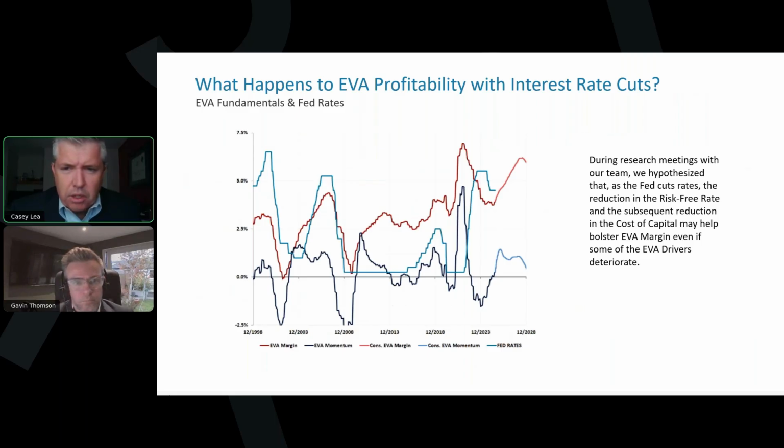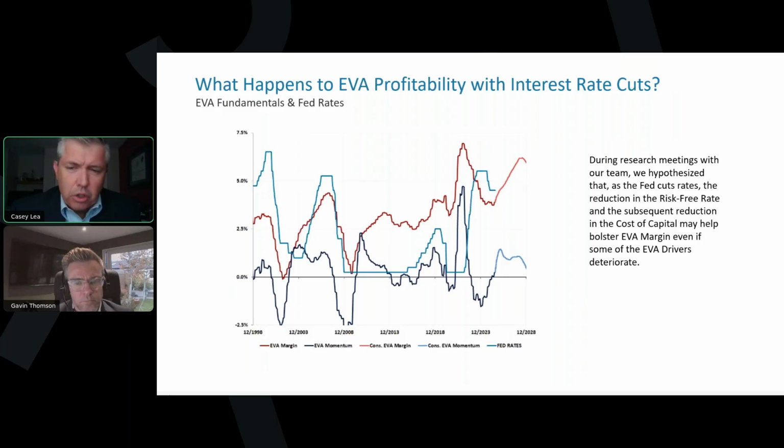Now, before we get into the Q&A, I wanted to take a quick look at some of the work we have done with rates. Given the recent Fed rate cut, we wanted to look at the correlation between the Fed rates and profitability. Here we have the aggregate profitability as measured by EVA margin and the aggregate growth and value creation as measured by EVA momentum for the aggregate US market plotted alongside the Fed rate.